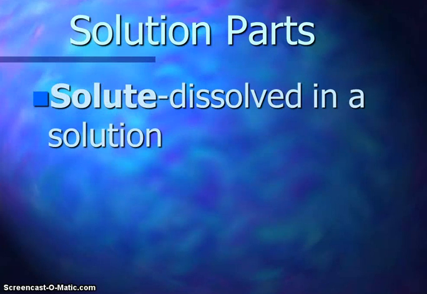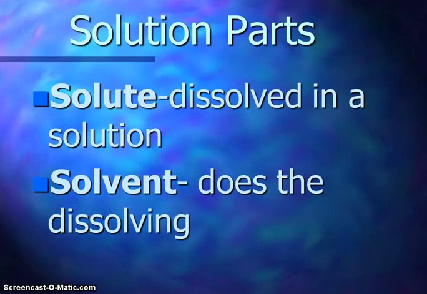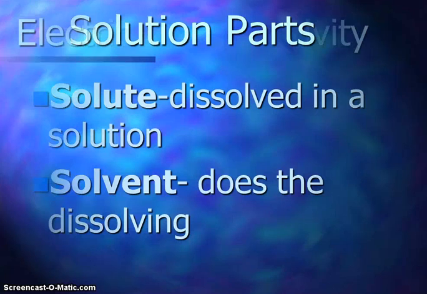So let's look at the two parts of a solution. Our first part we're going to call our solute. The solute is the substance that's being dissolved. The solvent is the substance that does the dissolving. So if we have salt dissolved in water, the salt is the solute and the water is the solvent.